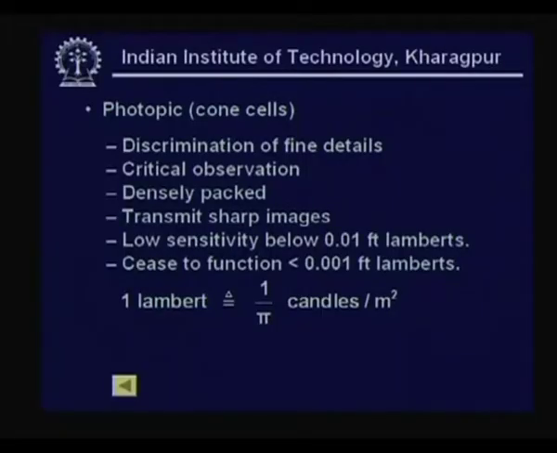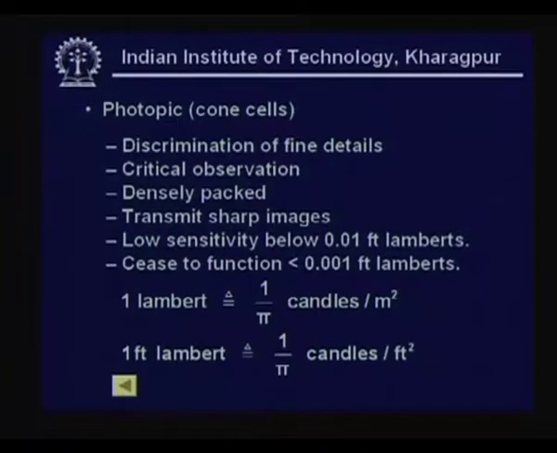Foot Lambert is essentially the amount of light falling on a surface area, defined as follows: 1 Lambert is defined as 1 over pi candles per meter square. When we talk of the standardization or quantification of illumination, the unit of illumination or light flux is talked about in terms of the light output from a standard wax candle. Therefore, it is talked about in terms of candles, and 1 Lambert by definition is 1 over pi candles spread over a surface of 1 meter square. Likewise, if the area is talked about in the FPS system, that is the foot pound second system, 1 over pi candles per feet square would correspond to 1 foot Lambert.